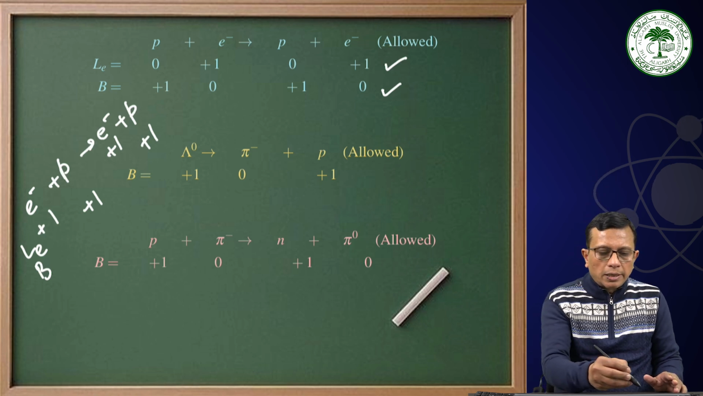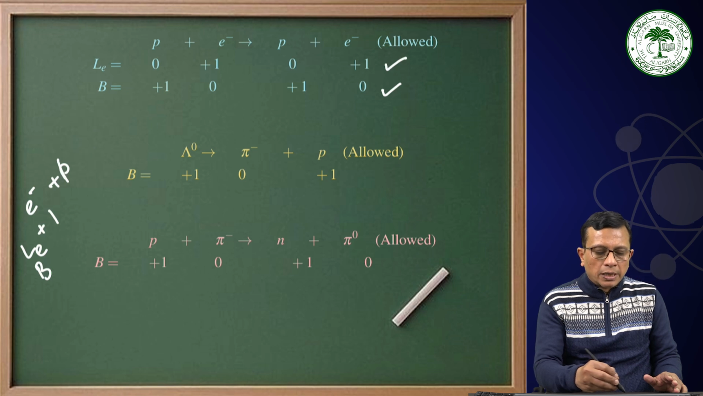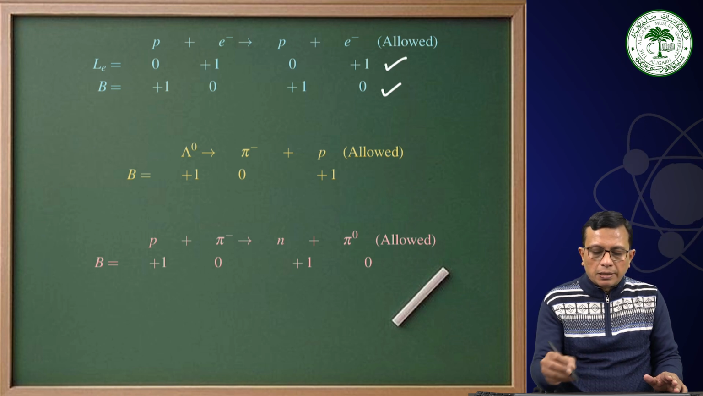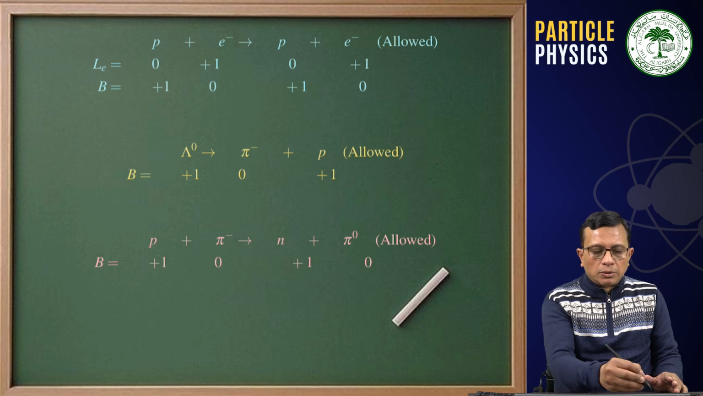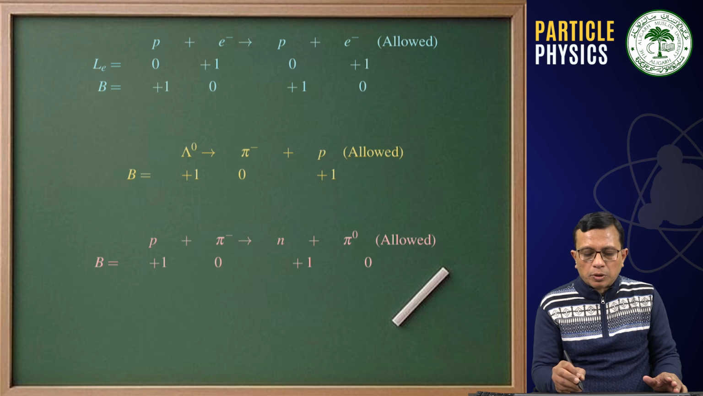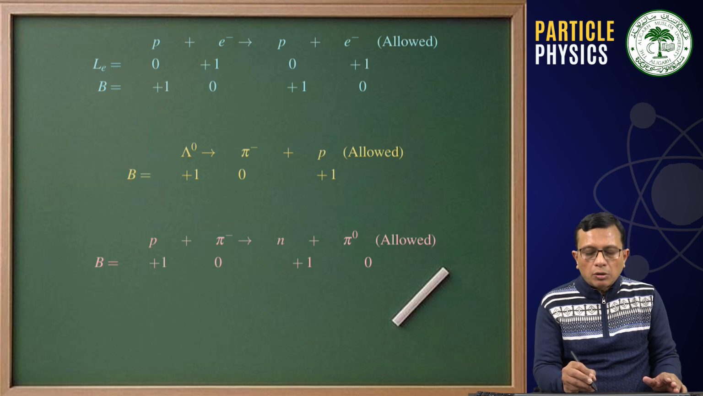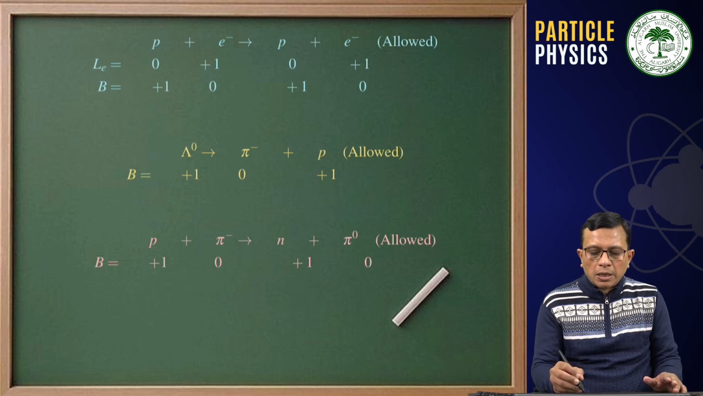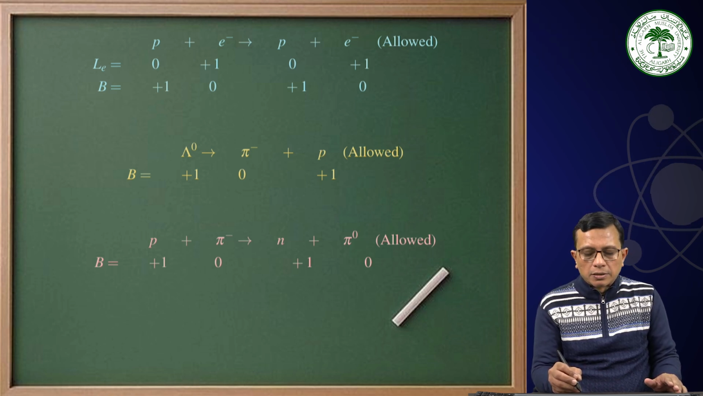And then similarly, if we consider any other process, for example lambda 0 decaying into pi minus and proton, then the lambda 0 baryon number is +1, and it is decaying into a meson which has 0 baryon number and a proton which has a +1 baryon number. Therefore, here also the baryon number is getting conserved.